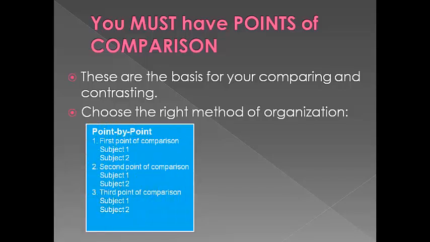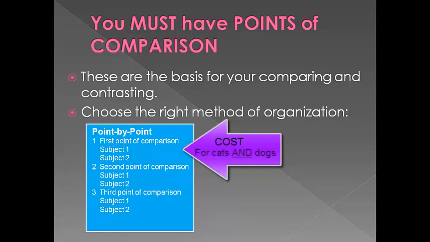Now, the first one is called point by point. This is a little bit more sophisticated, and I think it's a little bit more effective. You basically start out with your first point of comparison, and for us, let's just say that was the cost to acquire the pet and to take care of the pet, and you would give information for both subject 1 and subject 2. So for cats and dogs, what are the similarities and the differences regarding cost? Then you would move on to your second point, and you would talk about both cats and dogs, and you would go back and forth, and then you would move on to a third point and do the same and go as long as you needed to.